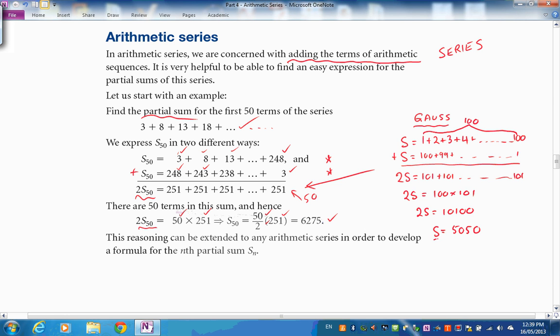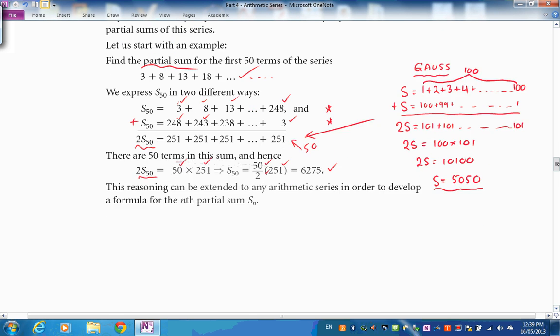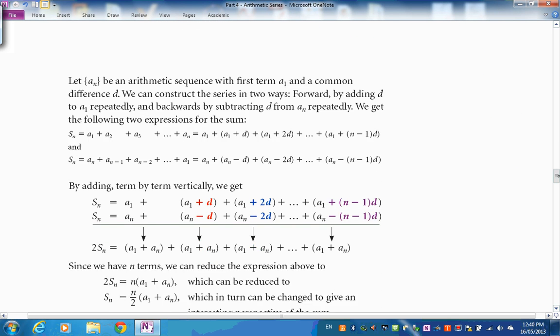5050. So he proudly ran out to the teacher and said, look, I've done it. And of course the teacher was dismayed. He's back again. I've got to find more work for young Gauss. So that was the first time, it's called the Gaussian method, if you like, of doing that addition. An interesting system.